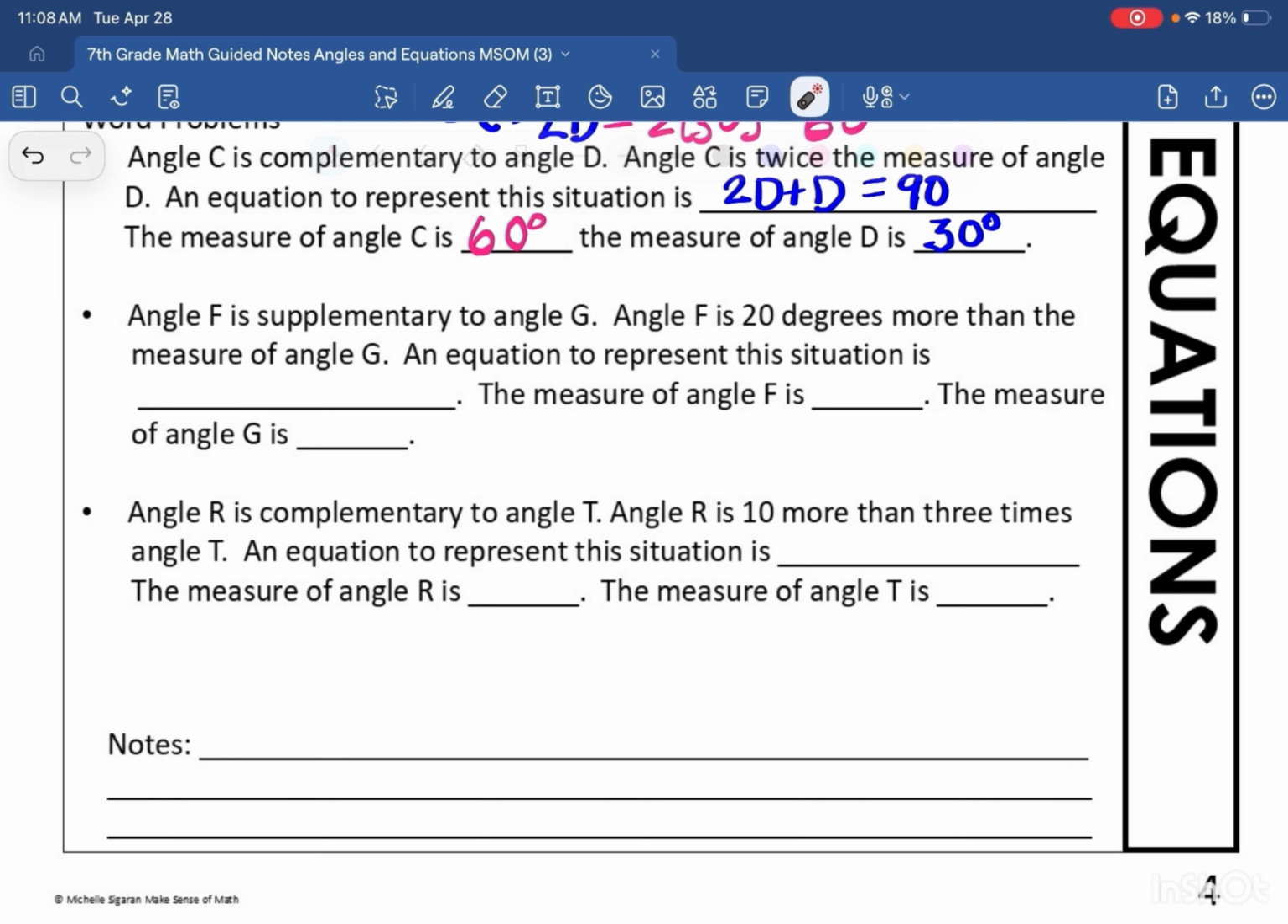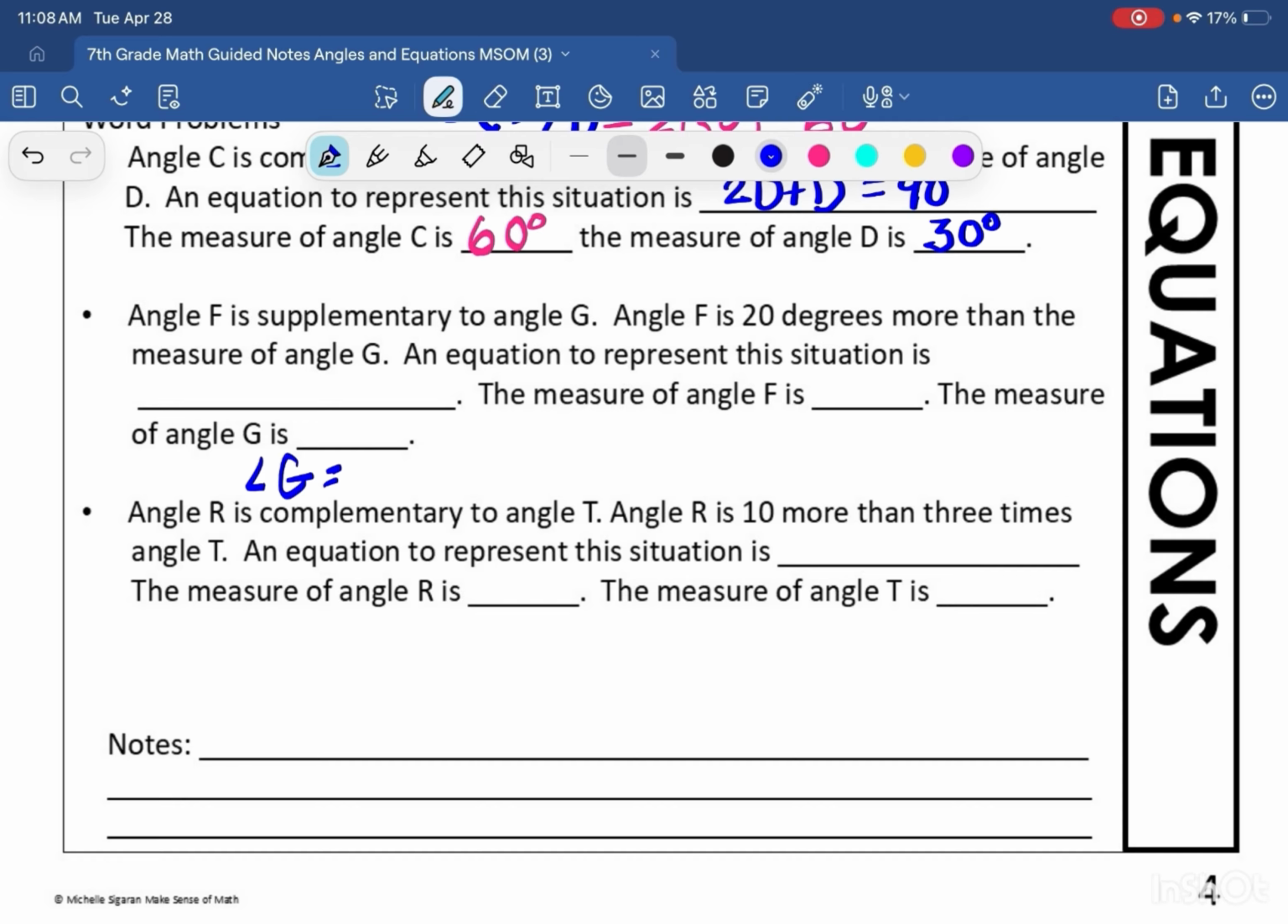It says angle F is supplementary to angle G. Okay, so supplementary is 180. Angle F is 20 degrees more than the measure of angle G. All right, so let's think about what depends on what. Angle F depends on angle G. I know that angle G is, we'll just say G, makes it simple. Angle F is 20 degrees more than the measure of angle G. So whatever G is, it's 20 degrees more than that, all right?